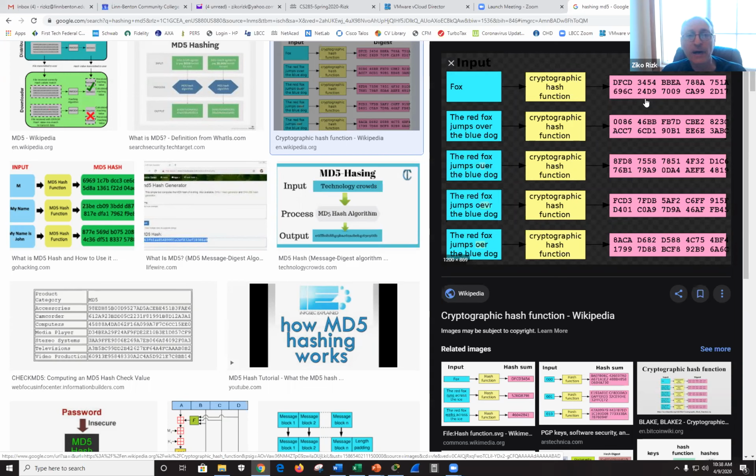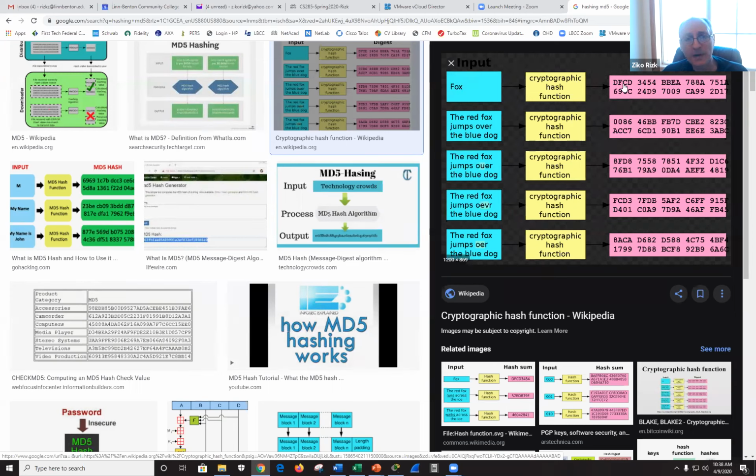So let's start with a 1 byte hash key. So we have an 8-bit key. 2^8 is 256. So no matter what the string is, no matter what the payload is, the result is always going to be one of 256 answers because we're using an 8-bit key.